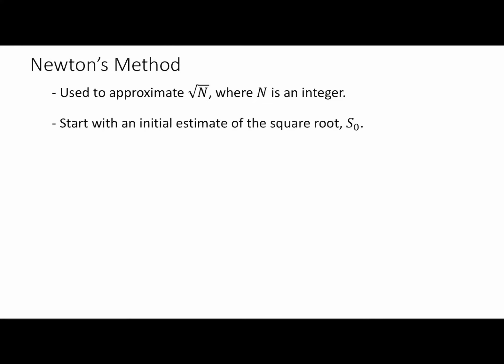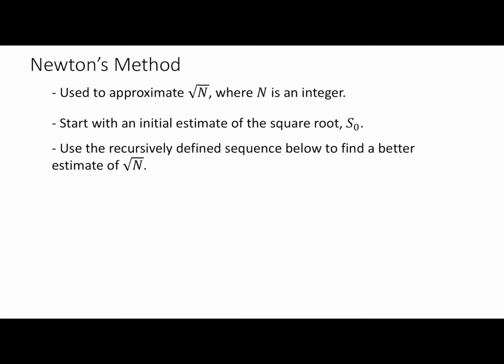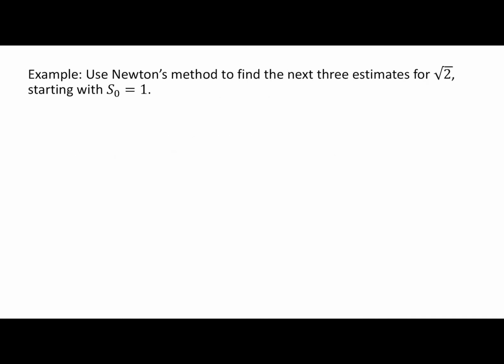Okay, so the idea is we're going to start with an initial estimate of the square root we're going to call S naught. And then for each step, we're going to try to get a better approximation of that square root. And so the sequence that we're going to use is that the next term in my sequence equals 1/2 times the previous term plus n over the previous term. All right, so let's see how that works.